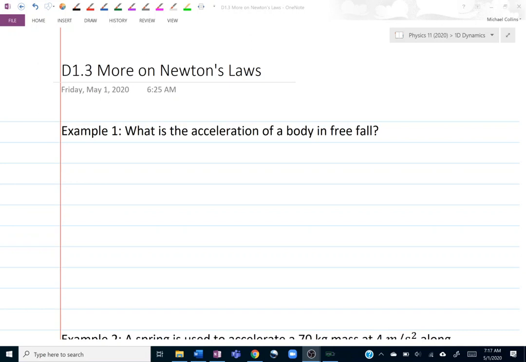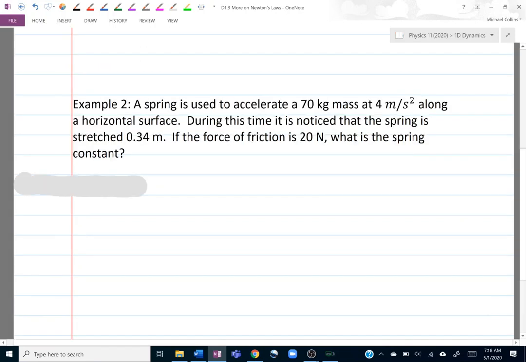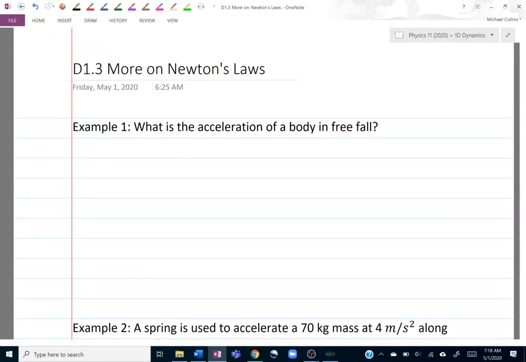So let's start. Example 1. I told you I'd go over this one, I think, in last unit, or maybe even in kinematics. But what is the acceleration of a body in free fall? We all have our hypothesis, mostly because I've told you all what it should be. But let's see if we use Newton's laws to prove it. So whenever we are doing a dynamics type question, if you don't know where to start, start with a free body diagram every single time.